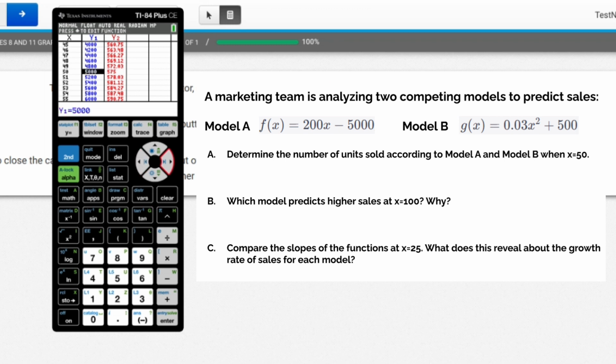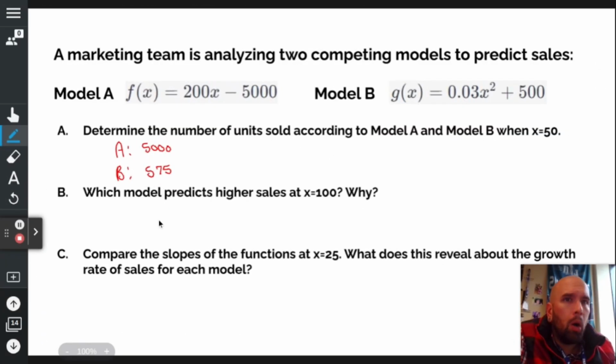All right. Which model predicts higher sales at X equals 100? Why? So we're still here. Which model predicts higher sales at Y equals 100? Let's keep scrolling down. It looks like Y sub 1, which is model A, by quite a bit. And it asks us why. Well, because that one's bigger. I don't know. So let's just say that. Well, when I plug in each, the answer was A, because the number was bigger.